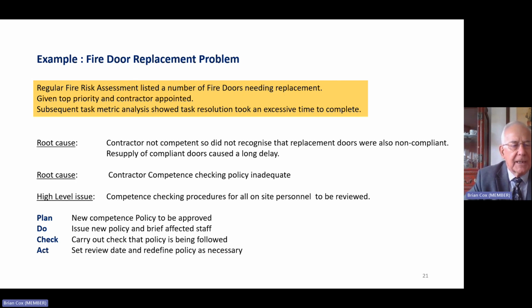So here's your Plan, Do, Check, Act. Plan is a new competence policy to be approved. Do, issue the new policy and brief affected staff. Check, carry out a check that the policy is being followed. And act is set a review date and redefine the policy if necessary.